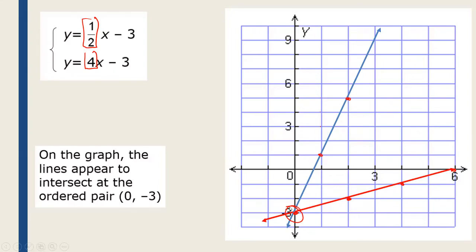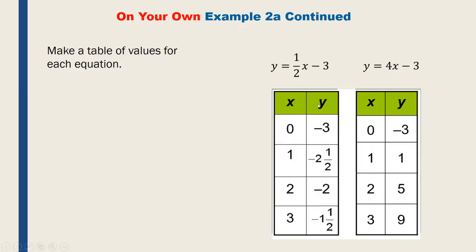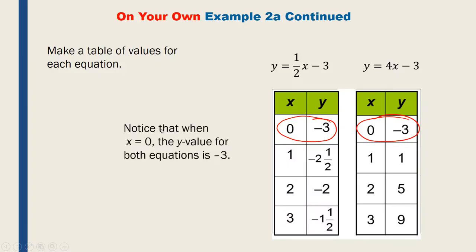We can also check it by using a graph or a table. So here's our table, and when you filled those in you should have come up with this set. And as we look at the two to find one that's the same, actually at the very beginning 0, negative 3 are the first ones that are the same, and you probably wouldn't really even have to do any more. So notice that when x equals 0, the y value for both equations is negative 3.